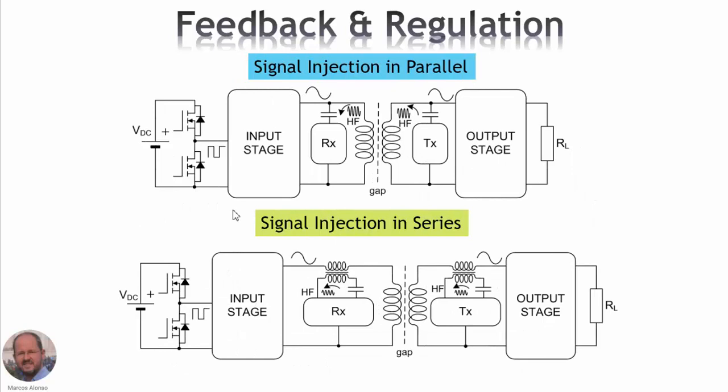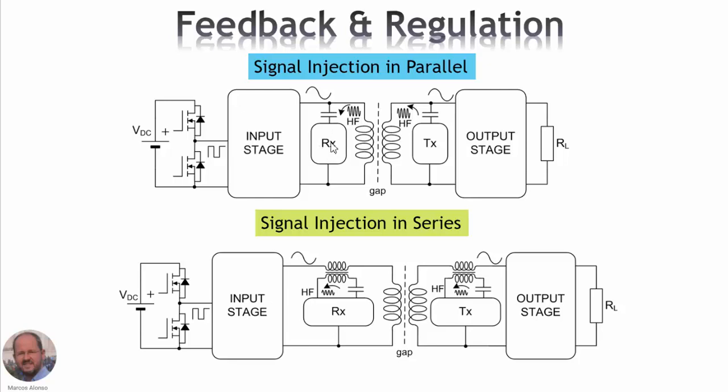A simpler solution is to use the IPT system itself to transmit the information. So this can be done in two ways. We can use a signal injection in parallel, as shown here. We are injecting a signal into the IPT system, and this signal can send information into the primary side.